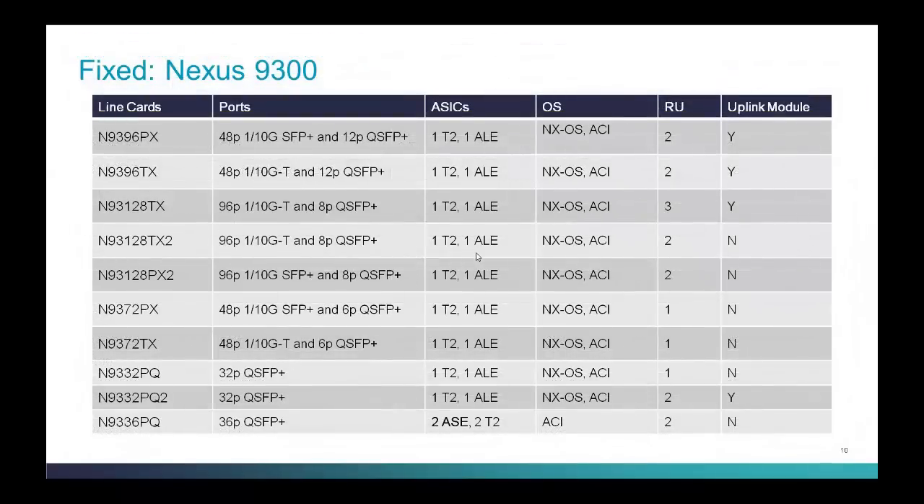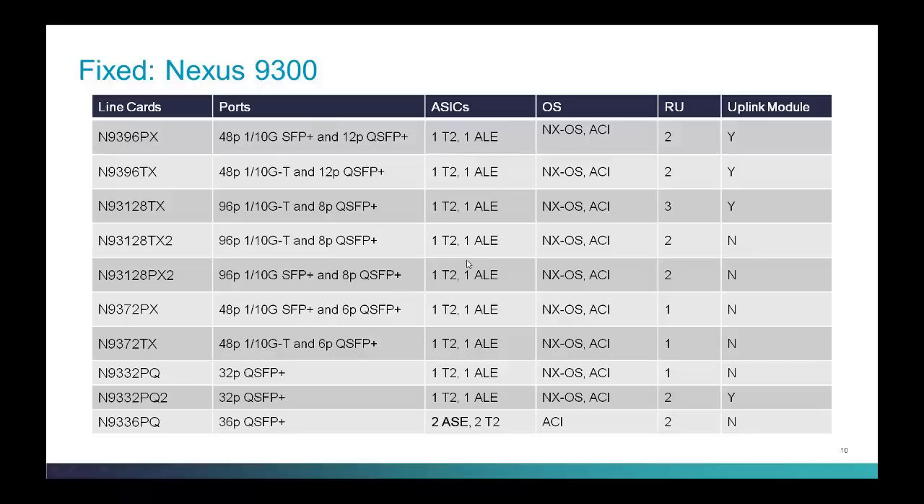This, once again, is talking about the chipsets for the fixed switch. So, apart from the one at the bottom, I'll get to that in a minute, they have the Trident chipsets and the ALE chipsets. So yes, you can run both Nexus and ACI on them. Obviously not at the same time.